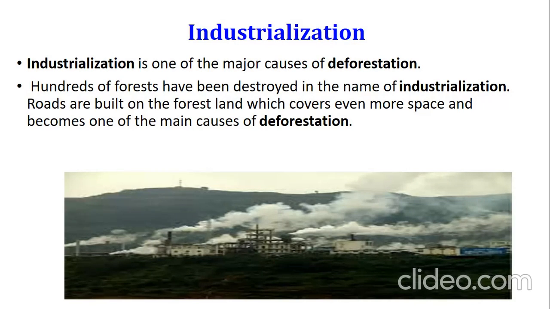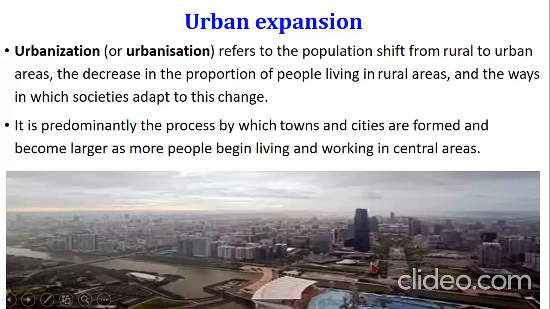Most of the industries are situated where there were many plants, and those plants were cut off, and then the industries were established. So here you can see how the industry is polluting the environment, and the forest which was here is now not there. In place of that forest, there is an industry.